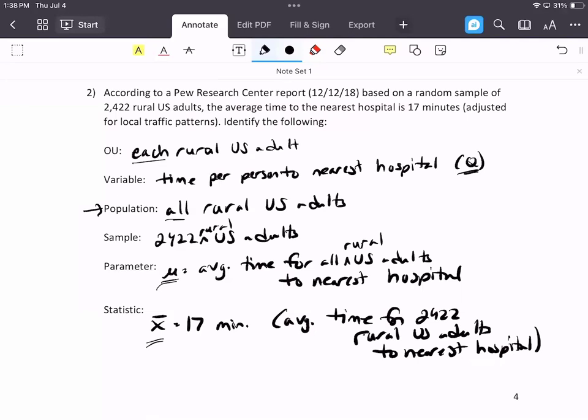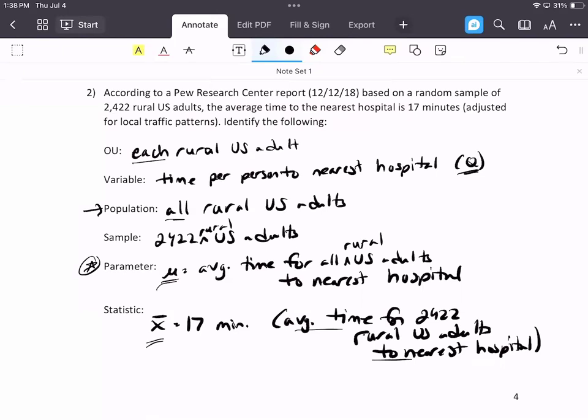We don't know what that time is, okay? But we did find a statistic, x bar, and it being 17 minutes. Now, I wrote out average time for 2,422 rural US adults to the nearest hospital. So I will ask very clearly, for statistics, you could say x bar equals 17 minutes. If I ask you to describe it in words, this is what you would add on. But for the parameter, you're pretty much always going to need to use words because you're not going to have a value for that parameter.